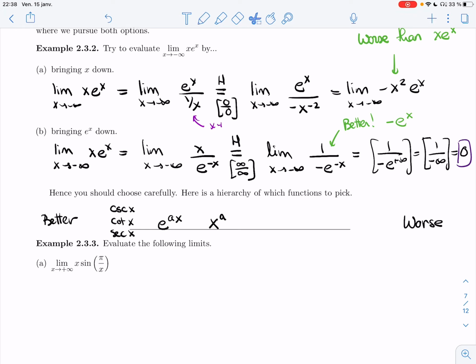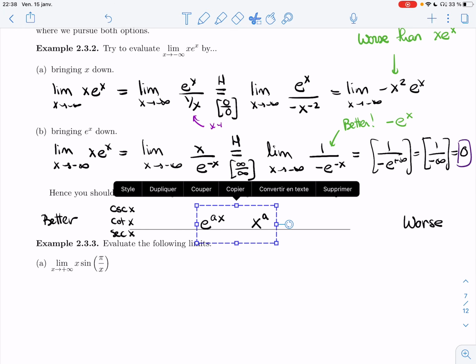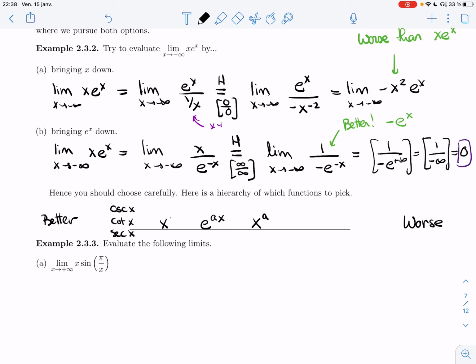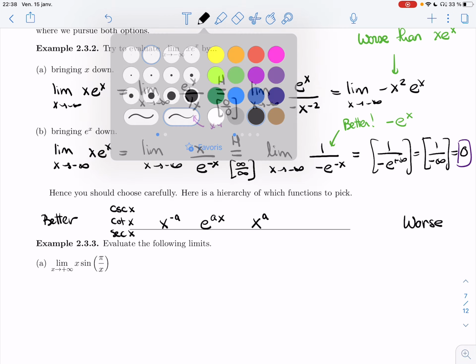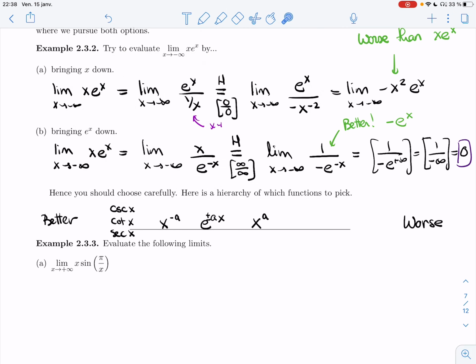Actually, let me put, sorry, I just thought of something. If you have a negative power, so here, negative power, here, let's put plus or minus, it doesn't matter. But if you have a negative power, then definitely bring it down. That would be something that would get better if you bring it to the denominator.